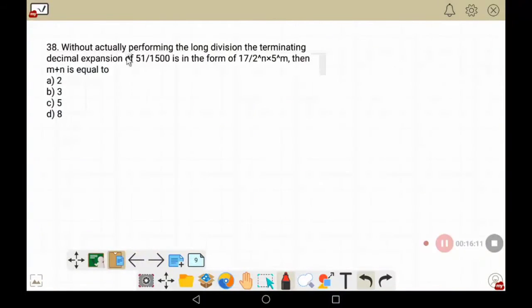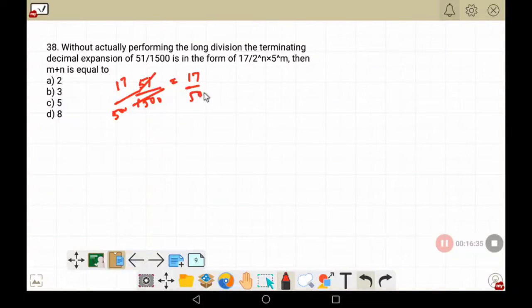Next, let's solve the question number 38. Without actually performing the long division, the terminating decimal expansion of 51 upon 1500 is in the form of 51 upon 1500. आपको इसको किसकी फॉर्म में लिखना है? ऐसे कैंसिल आउट कर लीजिए. 3 1s are 3, 3 7s are 21, and 3 5s are 1500, 17 upon 500.